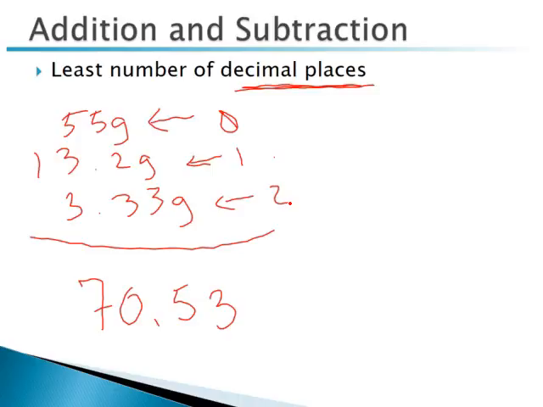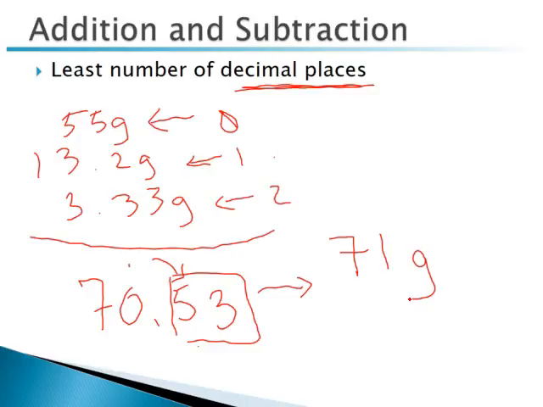So the fact that our least number of decimal places is 0 means that I cannot have any decimal places here. So in this case, I have to look at my numbers, and this is a 5. So 5, it's actually 53. It's not exactly a 5. There's something else there, so we're going to round up. So without any decimal places, my final answer would be 71 grams.